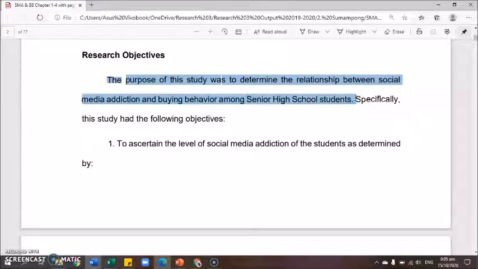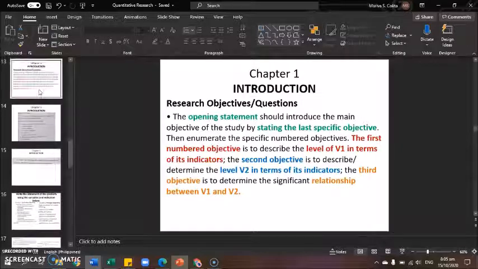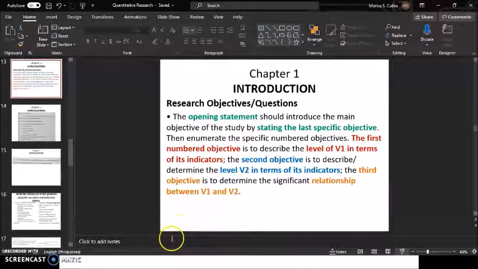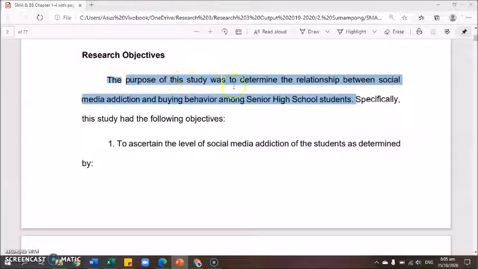Okay. Your opening statement, sabi dito kanina, your opening statement should include your main objective. Okay? The main objective of the study. Yan. The opening statement should introduce the main objective of the study by stating the last specific objective. Balik tayo dun sa example. Okay. So, the purpose of this study was to determine the relationship between social media addiction, that's variable A, and buying behavior, that's variable B, among senior high school students. Okay, so this is your main objective, to determine the relationship between your variable A and your variable B.